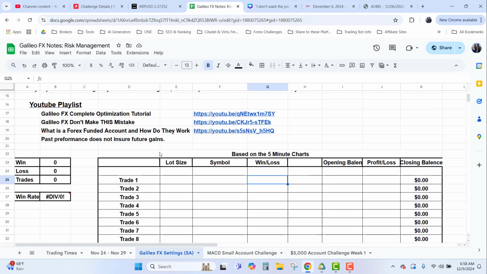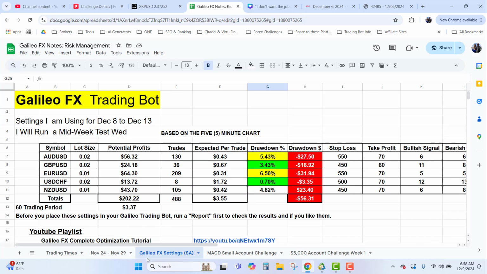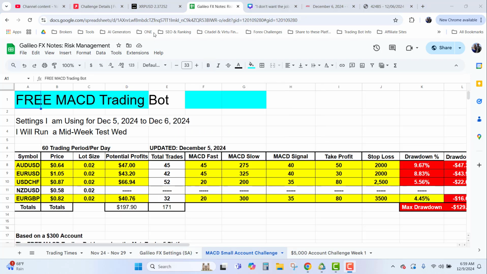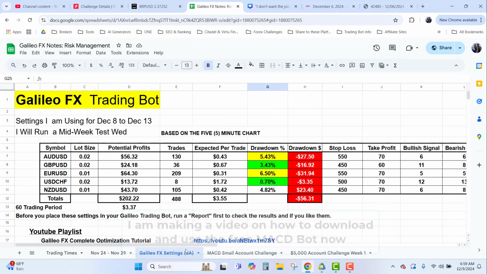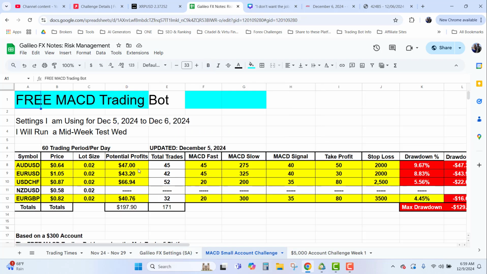All right. We're not running Galileo at the moment. Right now, I'm testing and only running my MACD trading bot. It's free. It's over on MetaTrader 5. You read this chart the same way you do the Galileo chart. Nothing is different. All right, you're going to know what to use, the potential profits, the total trades, everything.